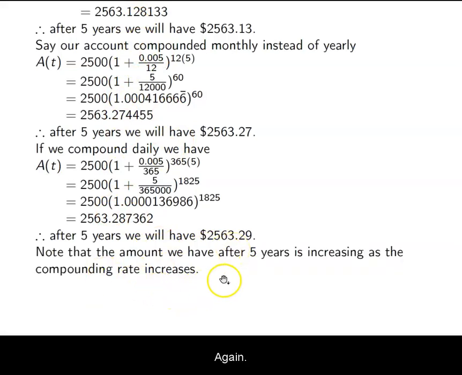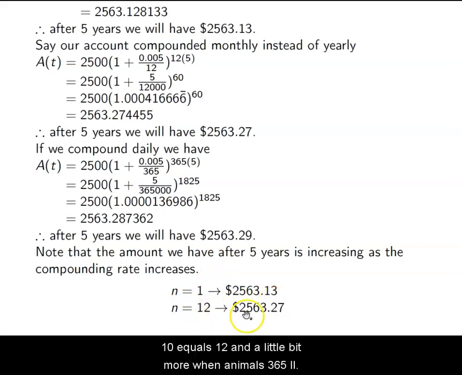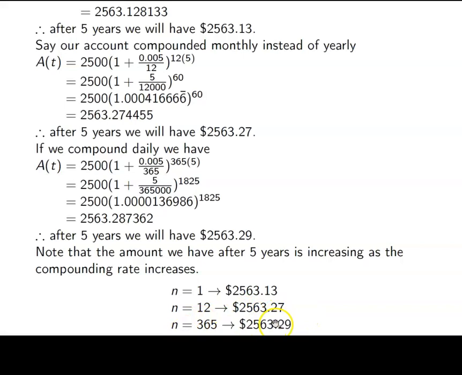So again, as the number of times we compound our interest into our account increases, the amount that we receive over time increases as well, right? So if n is 1, we have 2563.13. N equals 12, I had a little bit more. When n was 365, I had a little bit more than that as well. Okay, and that is how compound interest works.